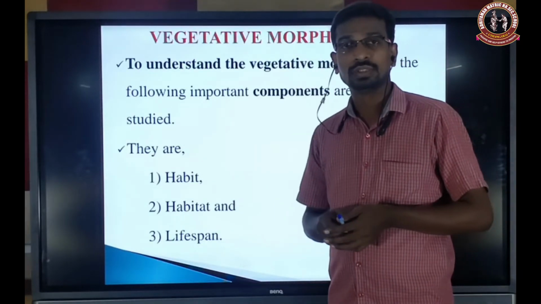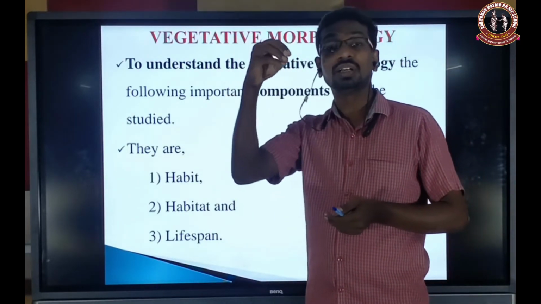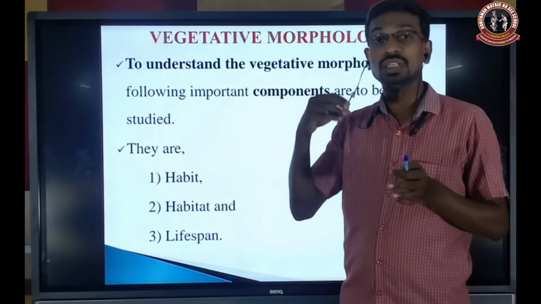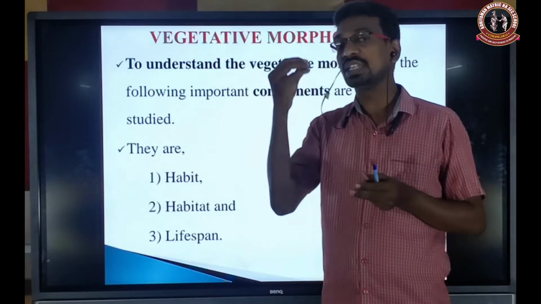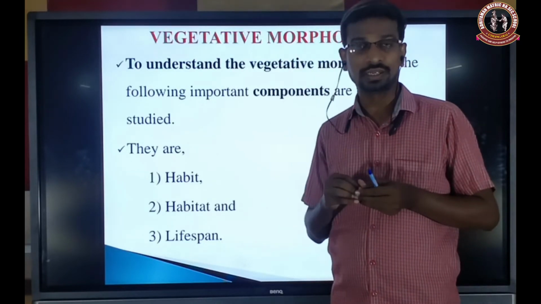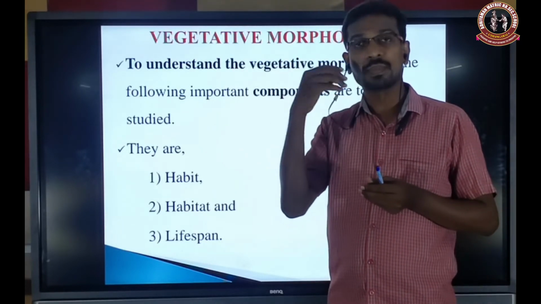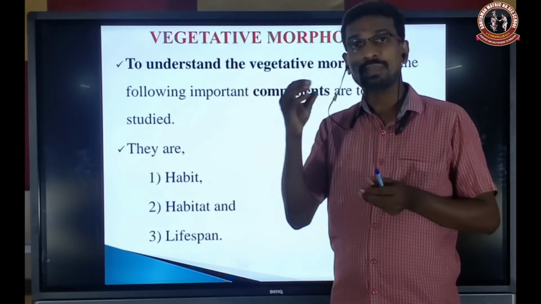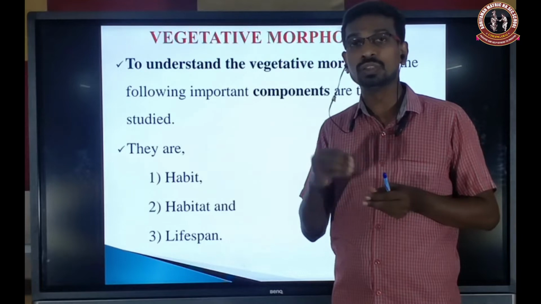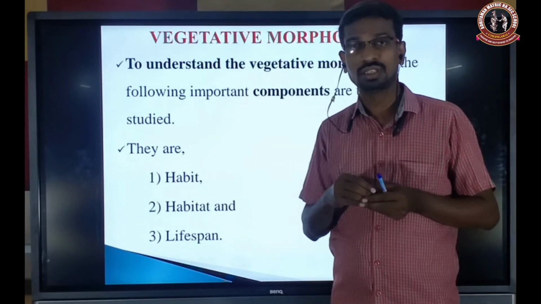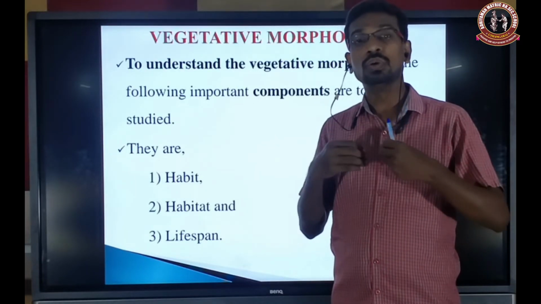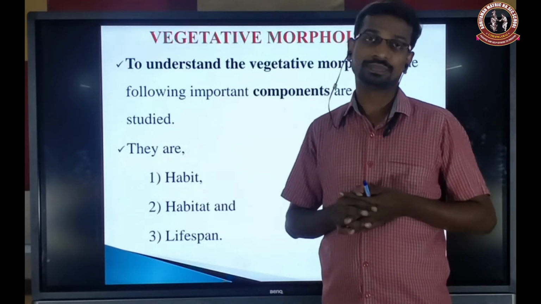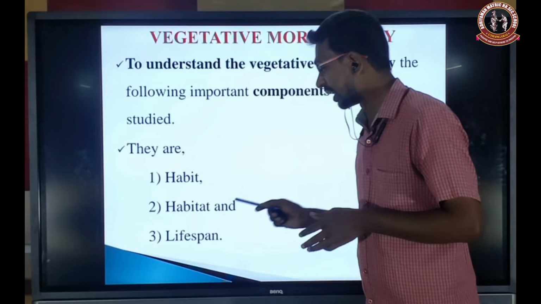Lifespan. What is the duration of the particular plant? What is the lifespan of the particular plant? Whether it's annual, biennial or perennial. Annual: they complete the life cycle within 1 year or 1 season. Biennial: they complete the life cycle within 2 years or 2 seasons. Perennial: they will grow every year. They produce flower and fruit every year. So that is a perennial. So that is lifespan.